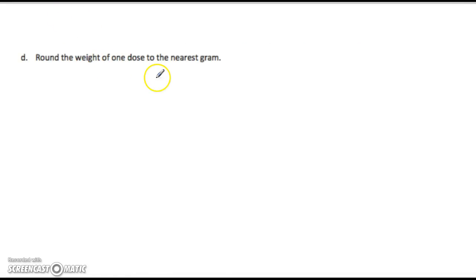Then question D says, round the weight of one dose to the nearest gram. This implies that we're going to have a number that might be in the ones place, and we might have some numbers in the thousandths place. Note, this is not your actual answer. I'm going to leave it with not actual answer, just to remind you.